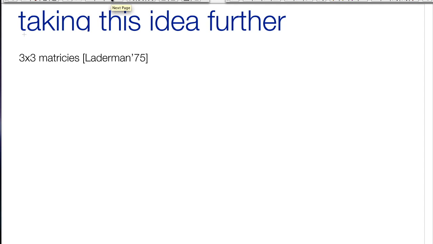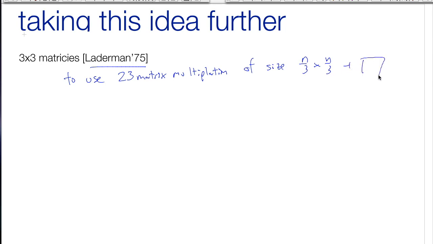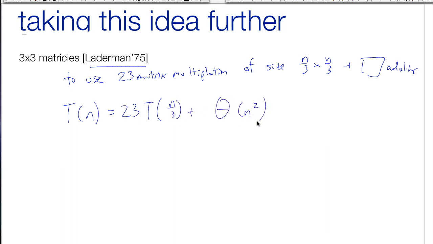So let's take this idea further. In 1975, this guy, Laderman, found a way to use 23 matrix multiplications of size n over 3 by n over 3, plus a whole boatload of additions. So his algorithm would be 23 times T of n over 3 plus, again, theta of n squared. Quickly solve this. Somebody in the back.